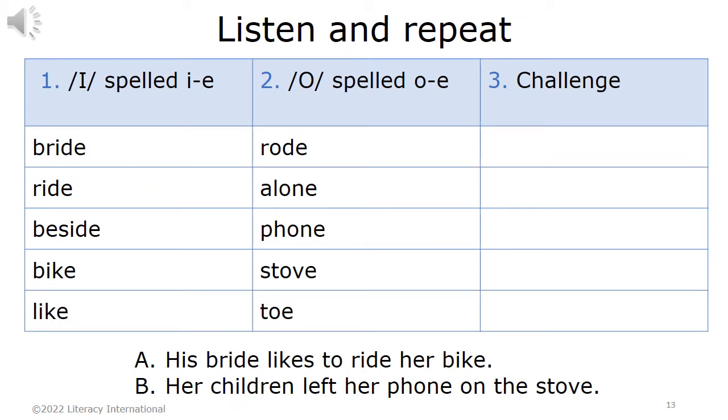Listen and repeat. 1. I, spelled I-E. Bride, ride, beside, bike, like. 2. O, spelled O-E. Road, alone, phone, stove, toe. A. His bride likes to ride her bike. B. Her children left her phone on the stove.